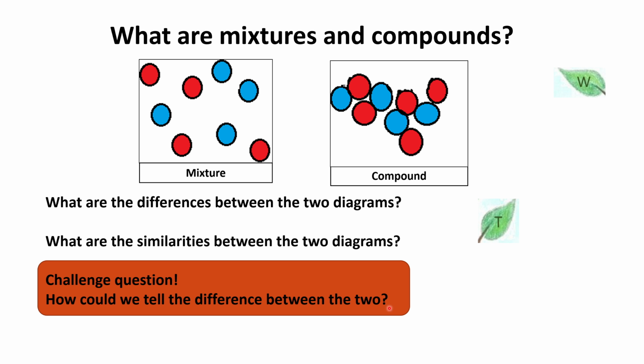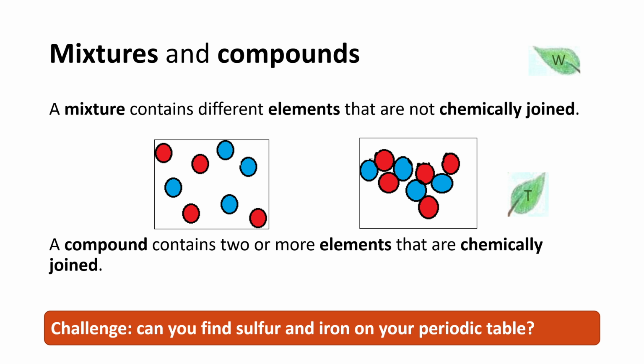Now, how do we tell the difference? A mixture you can separate, a compound you cannot. The only way you can get a specific atom out of a compound is by using a specific reaction. With a mixture, we can use certain separation techniques. So, a mixture contains different elements or compounds. It could be elements or compounds, or elements and compounds that are not chemically joined. But a compound contains two or more different elements that are chemically joined.